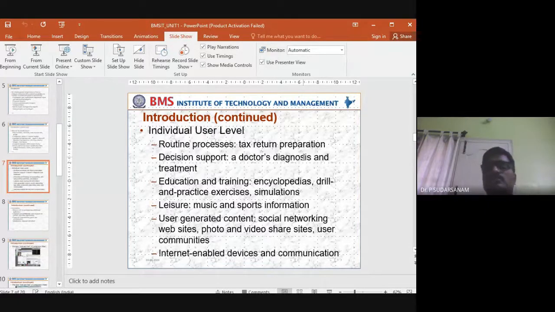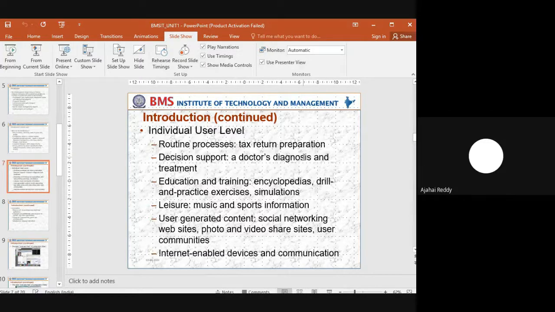Next is decision support, which is also important. A doctor diagnoses and gives treatment. For example, if I go to the doctor and say I have stomach pain, maybe it is gastric trouble or some other problem. Sometimes they give gastric tablets and it goes away, sometimes maybe operations. All these are doctor diagnostics and treatments. Another example is education and training: encyclopedias, drill and practice exercises, and simulations.